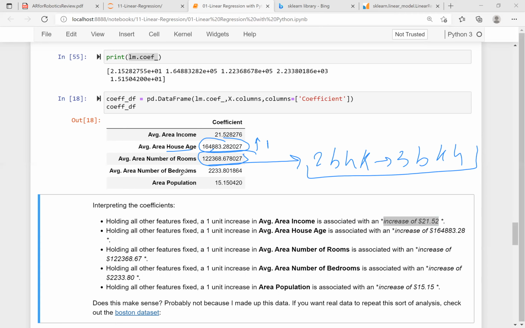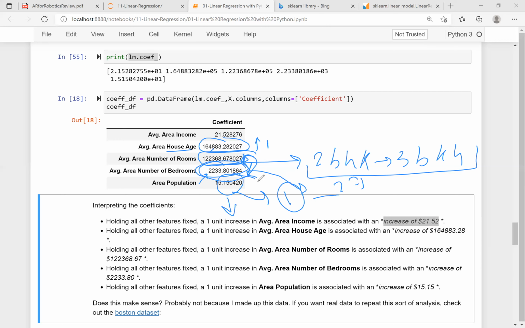Now if the number of bedrooms increases, from 2 to 3, the price increases by only about $200, right? But I think this is kind of an anomaly, because if you increase one room, the price goes up by 1,22,000, and if you increase just one bedroom, the price goes up by so little. So I'll take bedrooms as extra, not a room. Maybe because the data is not perfect. Yeah. If you increase the population by one person, the price goes up by $15.